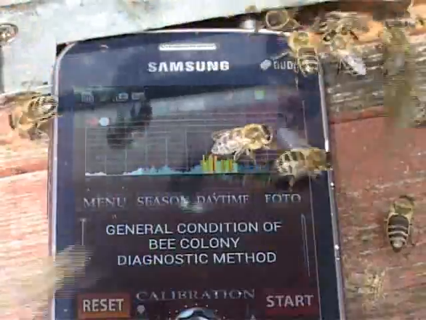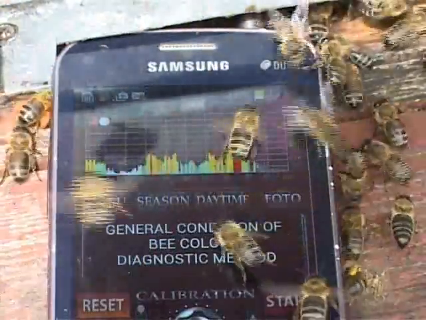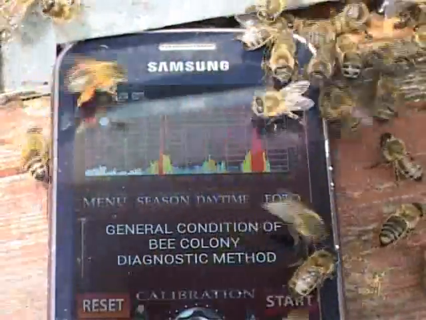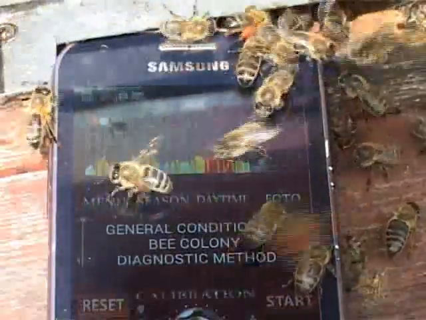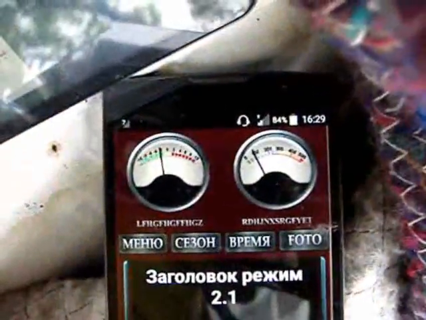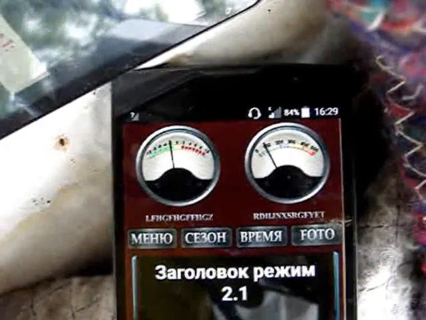Therefore, the column height in the chart and the diagnosis in general state control mode for families with different numbers of bees will be the same. Because what is the same is not the number of bees in the hive, but the state of the family.